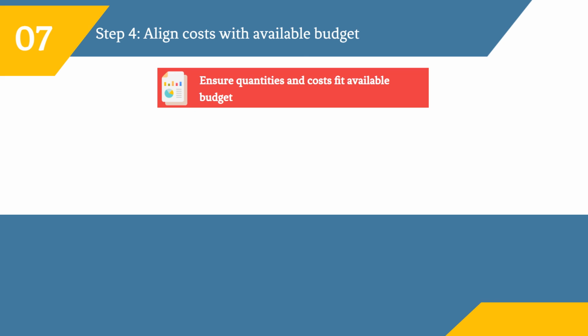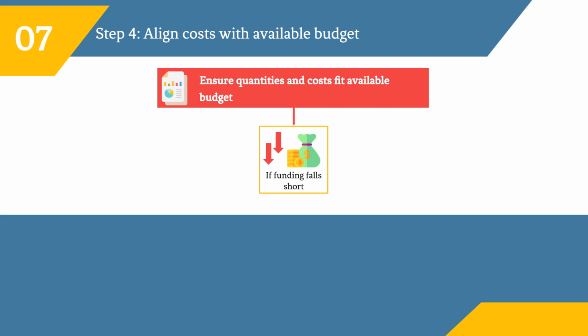Now that the quantities and costs are known, it's time to check if everything fits within the available budget. If the funding falls short, there are strategies that can be used to adjust the supply plan. In Step 4, check whether the calculated quantities and costs fit the available budget. If the funding is sufficient, move forward with the plan after obtaining necessary approvals.